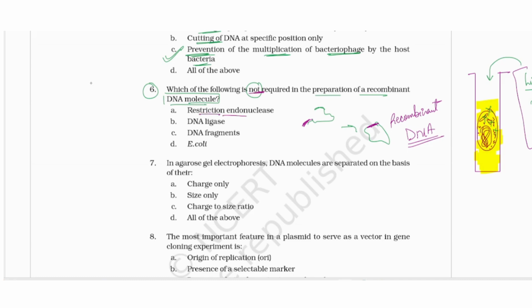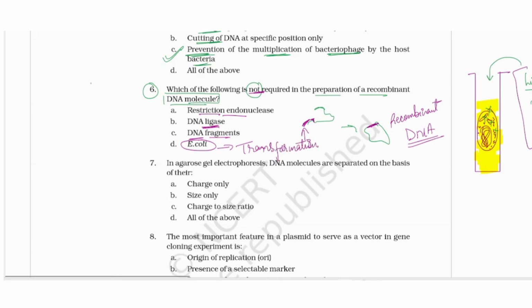Restriction endonuclease is needed, because if we cut, then only we can insert our gene of interest. Then for ligation, we will use a DNA ligase to stick it, or to keep this gene of interest into the host cell. And the fragment of DNA is actually our gene of interest. But E. coli is the part of the transformation. After making it, we will transform it. So it is a part of the transformation step.